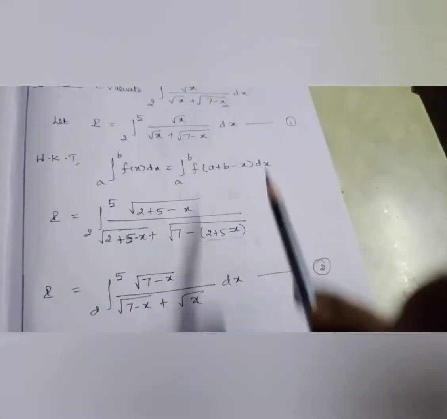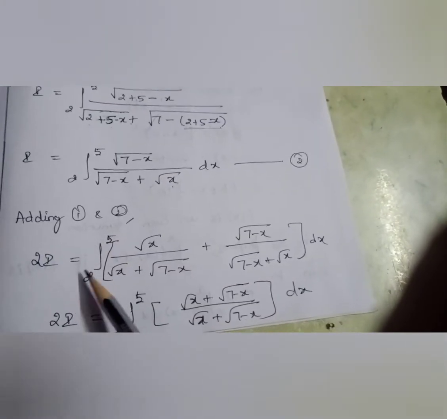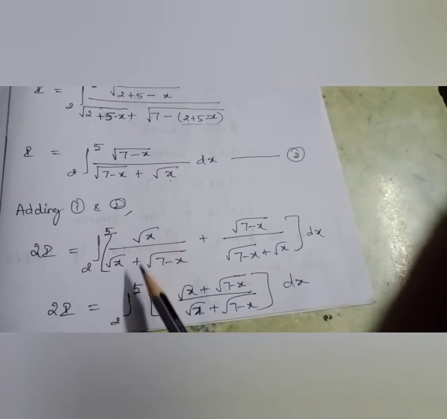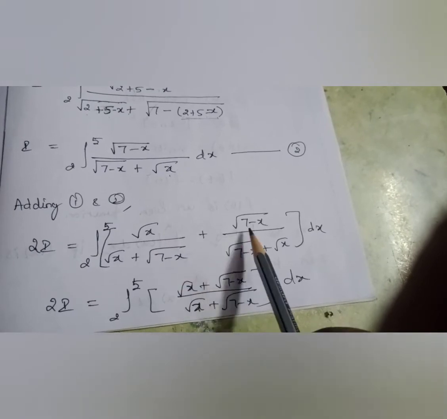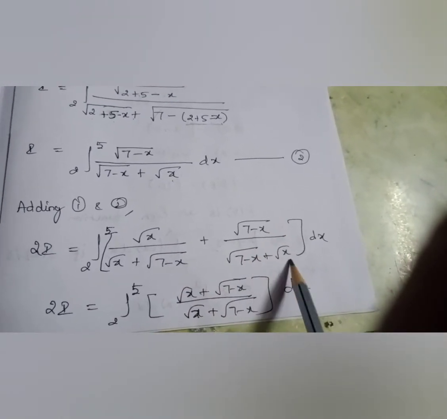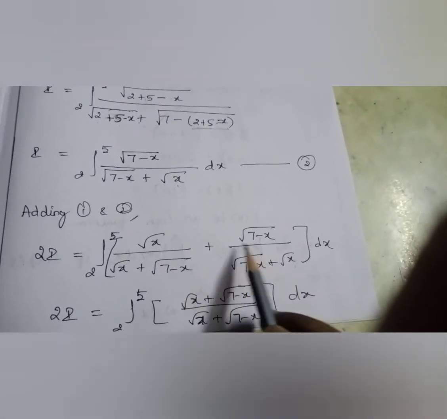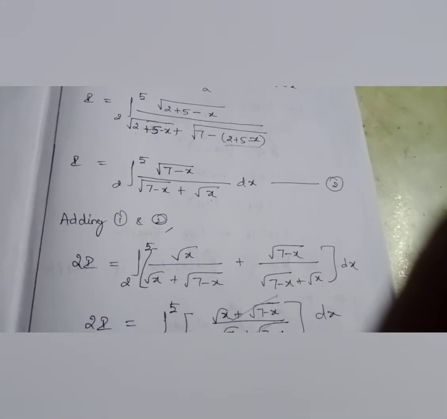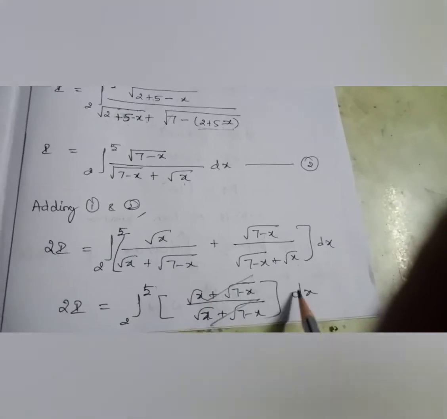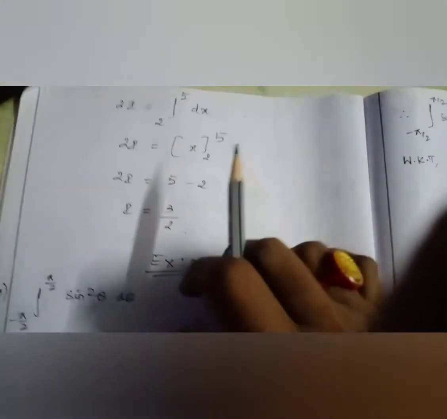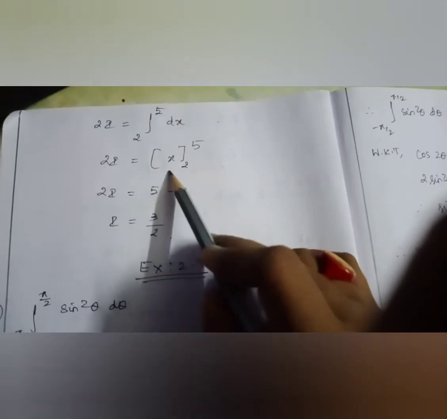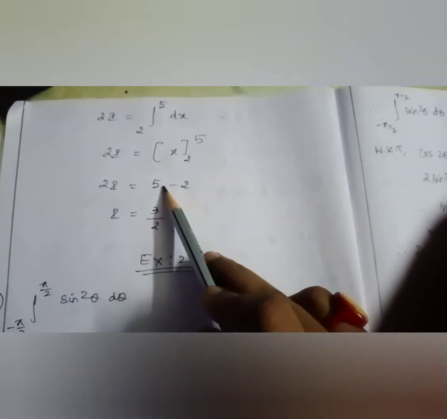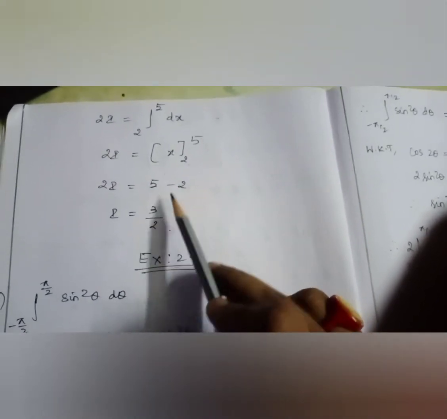We have 1 and also 2, so add them both. So I plus I will become 2I is equal to integral 2 to 5 root x divided by root x plus root of 7 minus x, plus root of 7 minus x divided by root of 7 minus x plus root x. The denominators are common, so cancelling them I am getting 2I is equal to integral 2 to 5 dx. When I integrate dx, I'll get x within the limits 2 to 5. So upper limit is 5, lower limit is 2. So 5 minus 2 is 3. So I is equal to 3 by 2. So this is how we have to do.